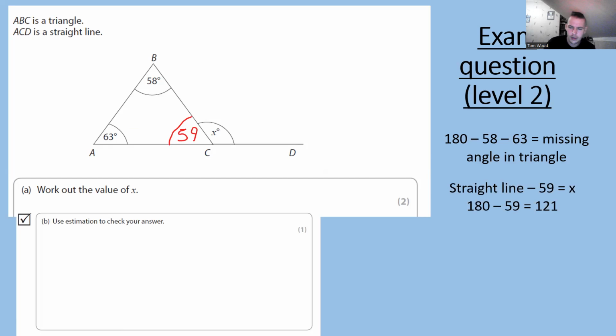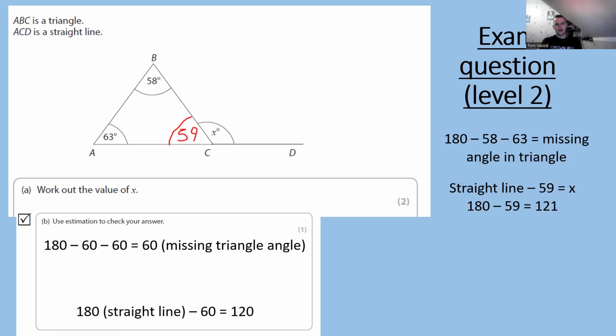Like we were just saying, if you're going to use an estimate to check this, just change one of the values there and repeat the sum. So in this case, 63, that's pretty much 60. Angle at the top, 58, that's pretty much 60 as well. So I'm going to round those both to 60. 180 minus 60 will tell us that this angle here is approximately 60 degrees. And then to work out the straight line, I can do 180 degrees, take away 60, which leaves me with 120.